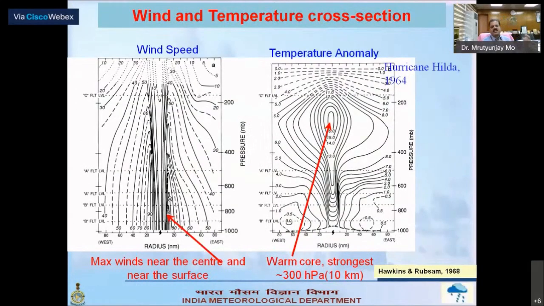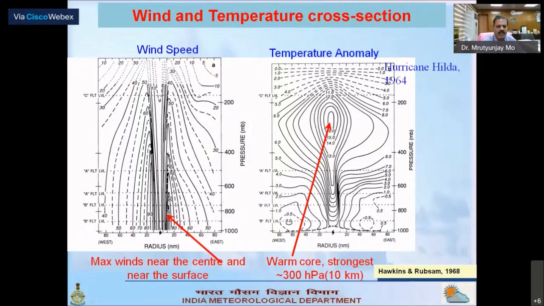Now, this is the vertical structure. As I was telling, this is the vertical structure of the wind. Wind is maximum at a height of about 1 kilometer. This is the wind distribution. And you can find that wind is minimum here, and wind is maximum here in the wall cloud region. And also wind speed gradually decreases as you go up to different heights.